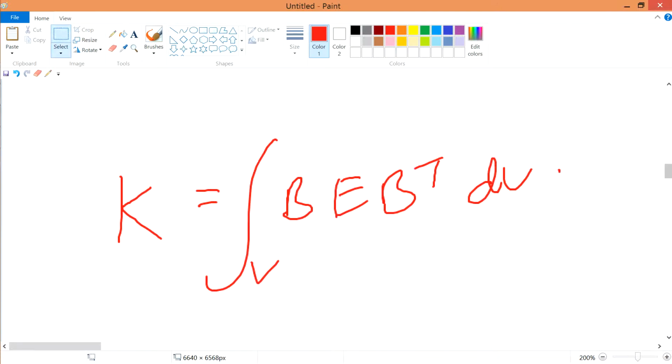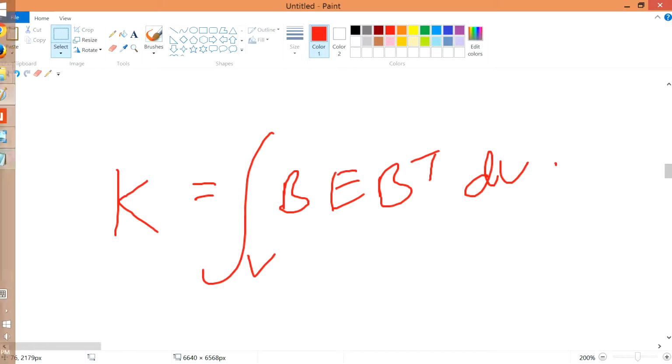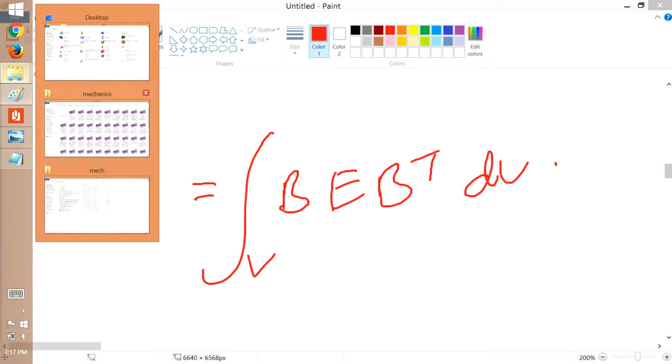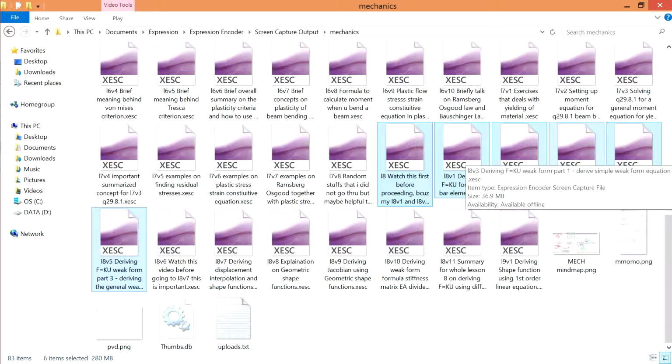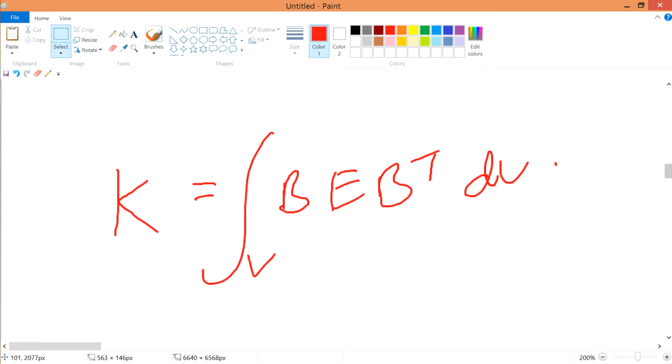In this video, I'll use straight away this equation. This is a weak form general equation for the K. If you don't know what I'm talking about, you should watch this video, l8v5 especially. But in order to derive this equation at l8v5, you have to watch all these videos first. So these 6 videos over here will give you a full understanding of what this equation is all about.